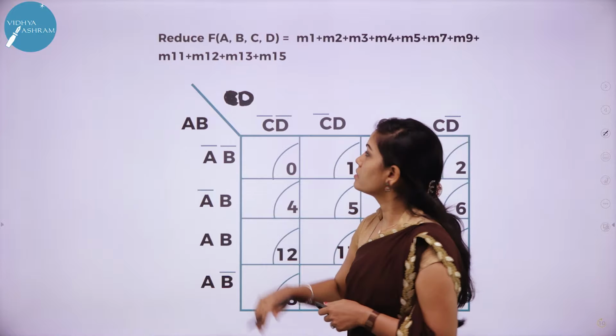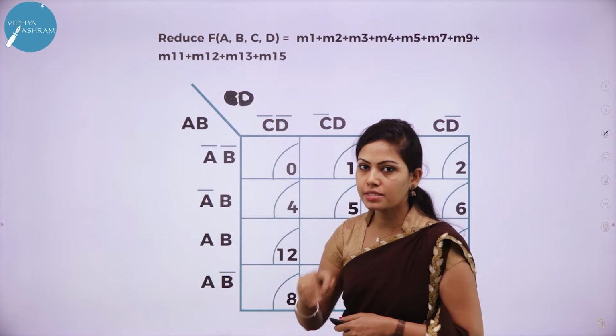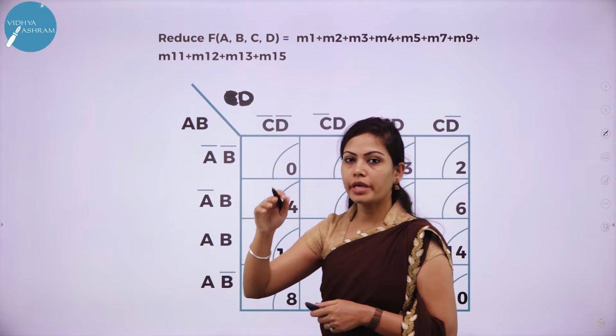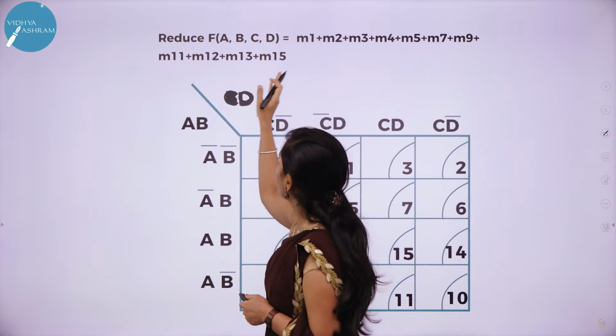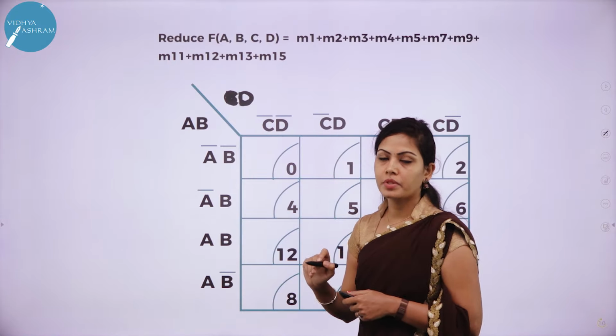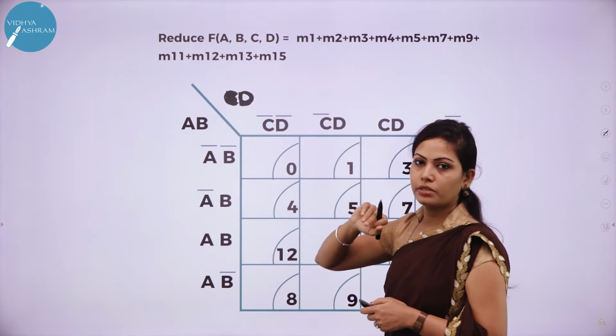So the next question is for 4 variables. We have 4 variables called A, B and C, D. They have directly given the designation M1, M2, M3 up to M15. So these are in the on condition. Instead of giving sigma and numbers, they have given the designation.